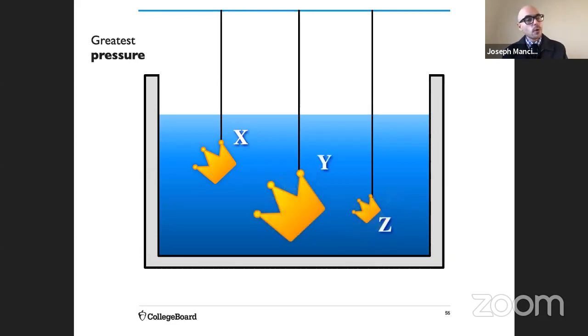But what about now, when the volume of each crown is different? You'll notice the top of crown X is still higher than the top of crown Y, but crown Y is significantly larger than the other 2. Which of those crowns experiences a greater pressure at the top of the crown? We're focusing on just the top bit of the crown.